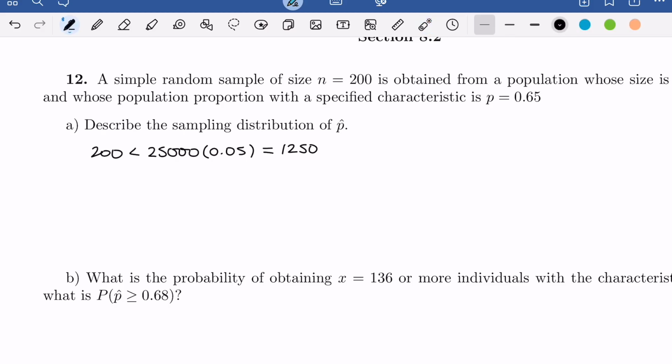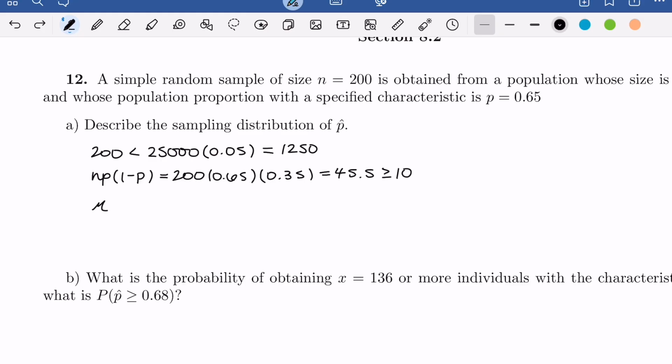And secondly, if we take this quantity here, plugging in our known values, this is going to be 200 times 0.65 times 1 minus 0.65, so 0.35, which gives us 45.5, which is in fact greater than or equal to 10. So this means that the distribution of our sample proportion, that p hat, is approximately normal.